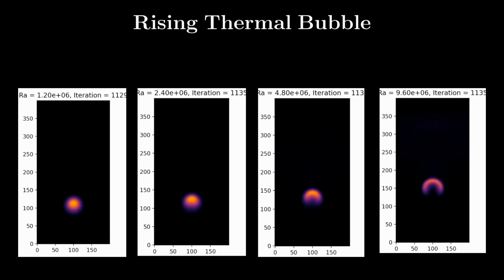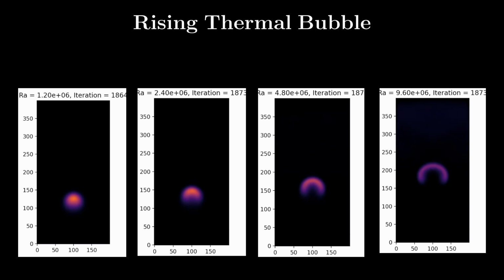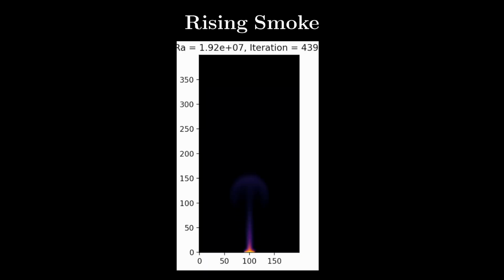As it climbs, friction from the cold air peels the edges back, curling the bubble into a distinctive mushroom-shaped cloud. Note that the Rayleigh number controls the speed at which the bubble rises in the simulation. We can model smoke rising by initializing a small square held at a constant hot temperature in the cold fluid.